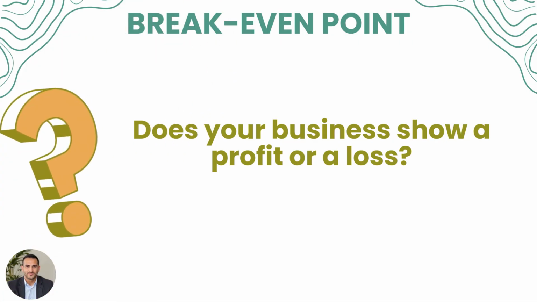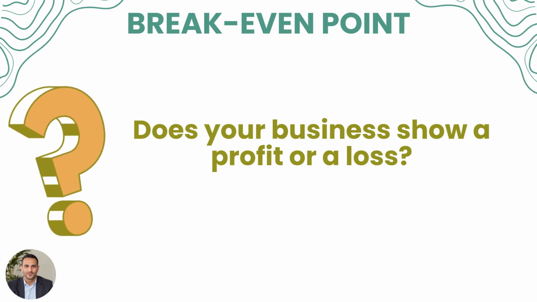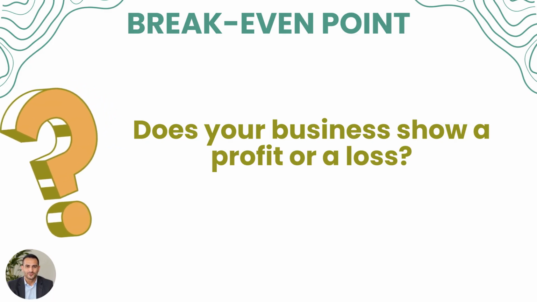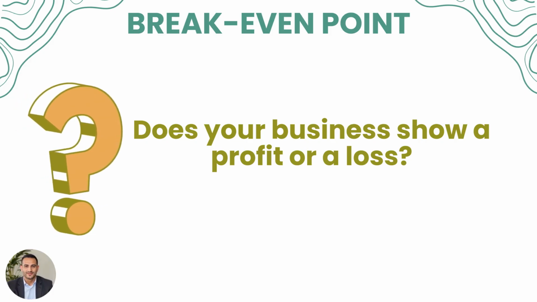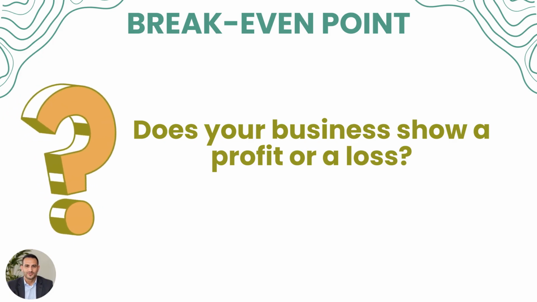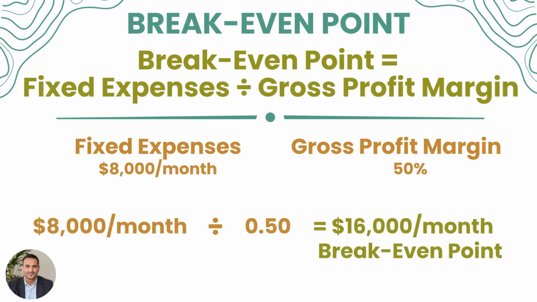Next comes Part 5, Break-even point. After you've calculated all the above, your revenue, COGS, fixed and variable expenses, ask yourself, does your business show a profit or a loss? This is where it all comes together. And this is the part every business owner needs to know, your break-even point. Break-even point equals fixed expenses divided by gross profit margin. This tells you how much revenue you need to generate to make a profit.